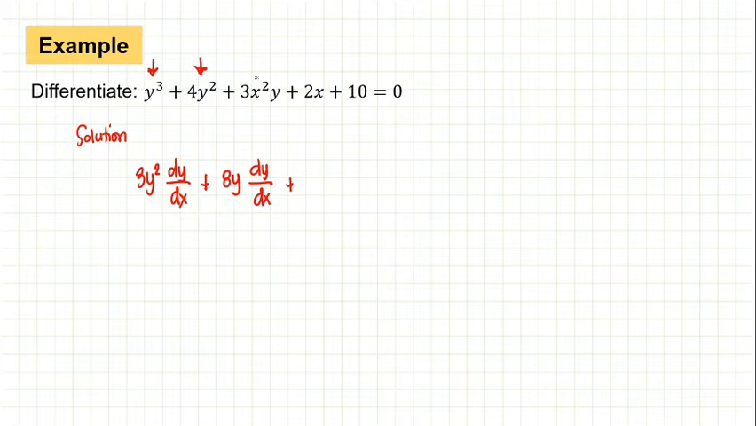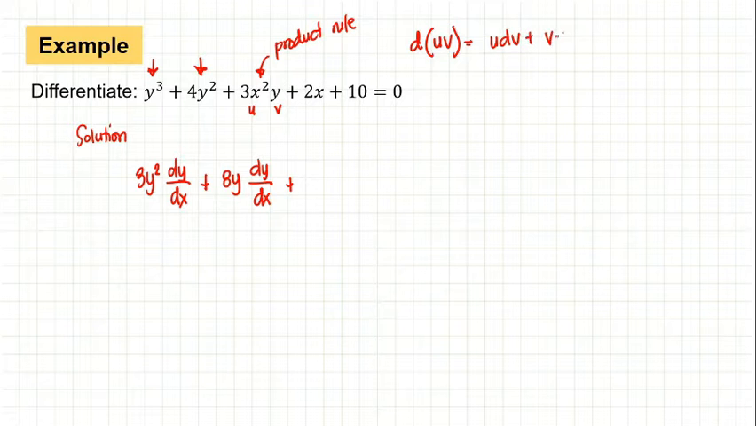Plus, in this case, we have 3x squared y. So we will apply here the product rule. Okay? Product rule, this will be our u, this will be our v. Again, let's recall the derivative of u times v will be u dv plus v du. So in this case, our u is 3x squared, our v is y. So we will have u dv, so u is 3x squared there, times the derivative of v. What is the derivative of y? That is dy over dx.